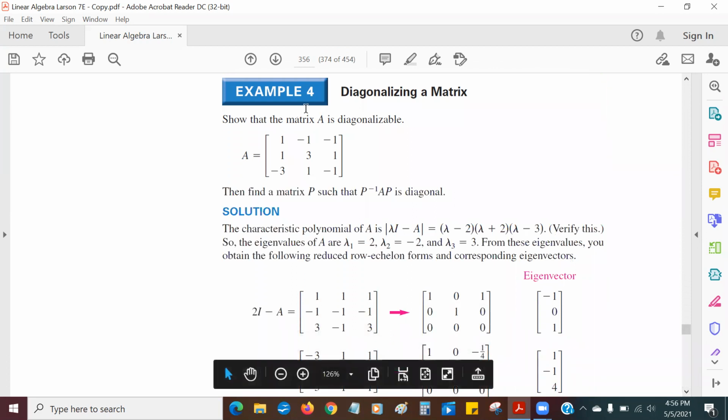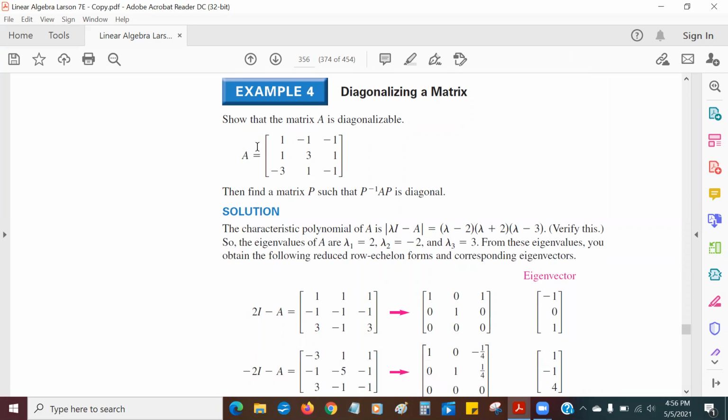So we look at an example now. We want to show that A is diagonalizable, and let's diagonalize it. So here's my matrix A right here, and we want to find a P that's going to make this diagonal. Now the characteristic polynomial of A, if you were to crunch this all out, and again, I want you to crunch this all out.